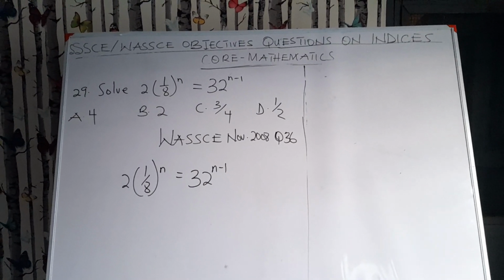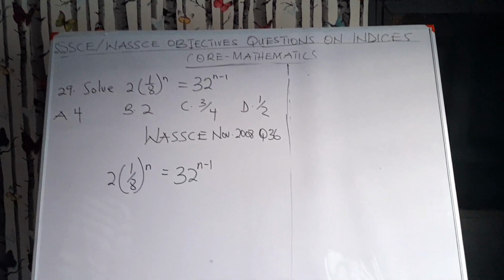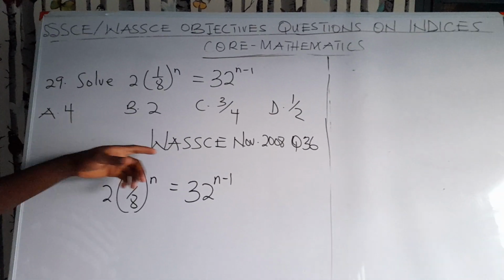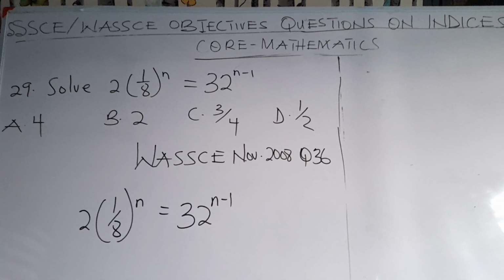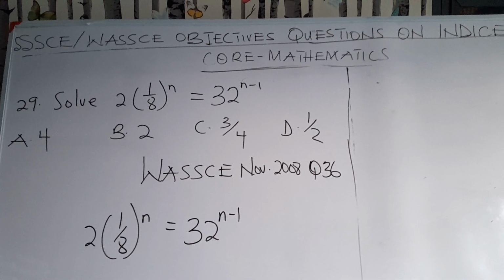Okay, so our next step, we should solve 2 times (1 over 8) exponent n equal to 32 exponent n minus 1. This was in NOVDEC 2008 question, objective question number 36. Please solve and try and compare answers with mine.